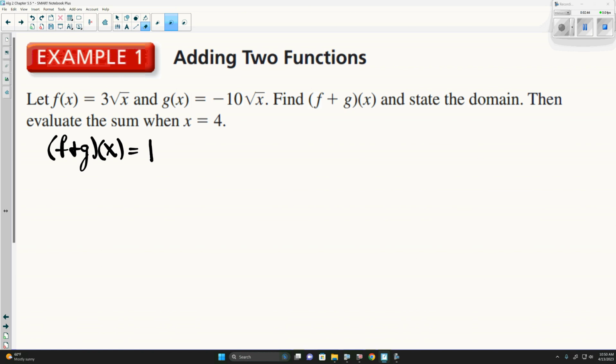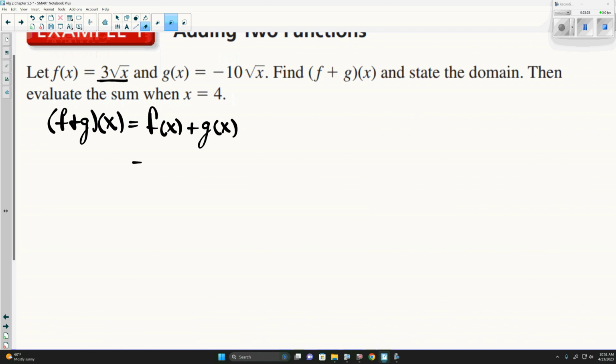Now f plus g of x is the same as saying f of x plus g of x, adding the two functions together. In this first one, f of x is defined as 3 times square root of x. So for our function f of x, we can replace it with 3 times square root of x. And for this first one, g of x is negative 10 times square root of x. And we're going to replace g of x with what it's equal to as well.